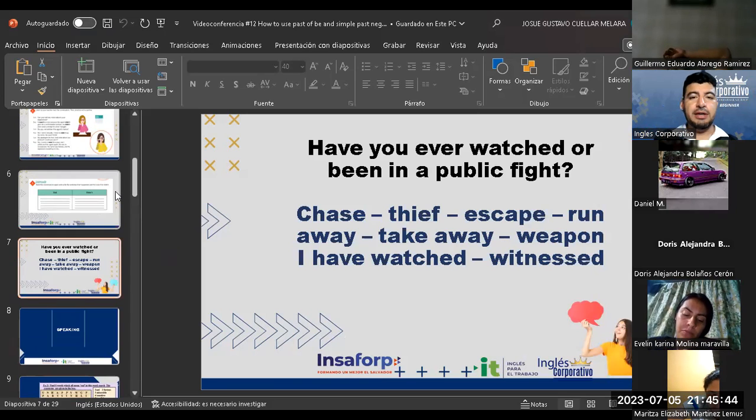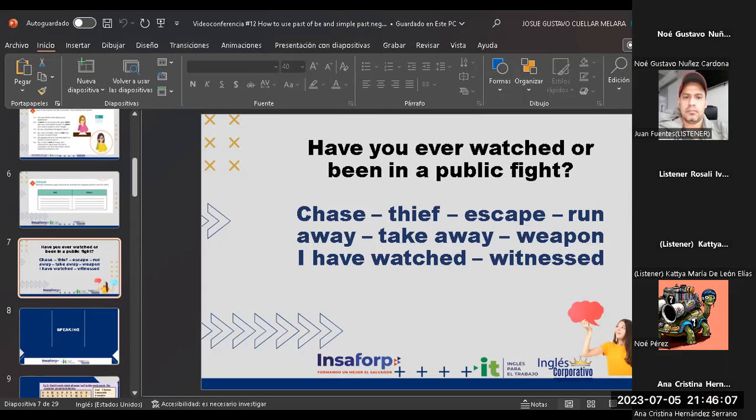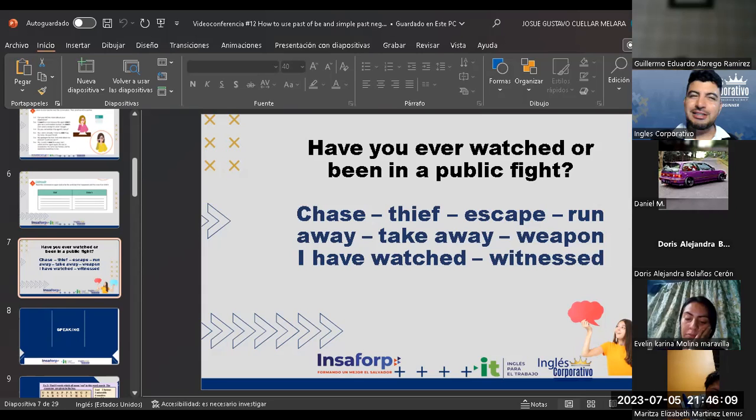Have you ever watched a public fight? Yes, teacher. When I go to the stadium, it is common to see fights between fans. Yes, you are totally correct, Rivas. In the stadium, it is so common. Teresa, I guess you are not here, but I mentioned that in every concert there's a fight. It is not totally true. But in the stadium, there is always one fight, at least one.